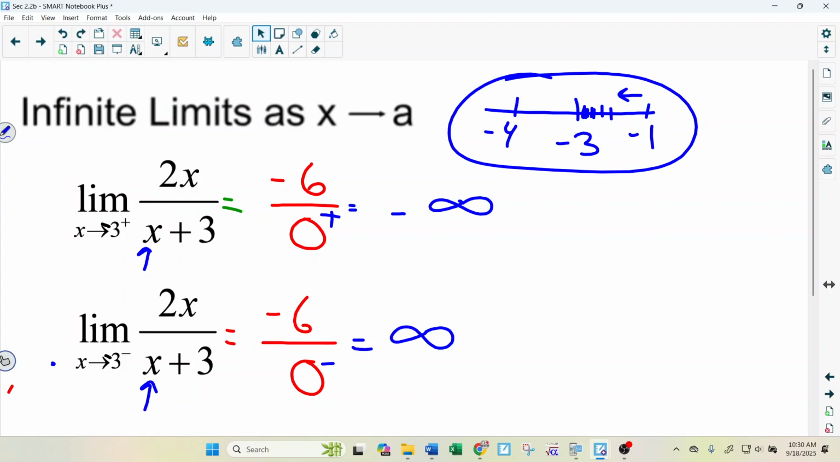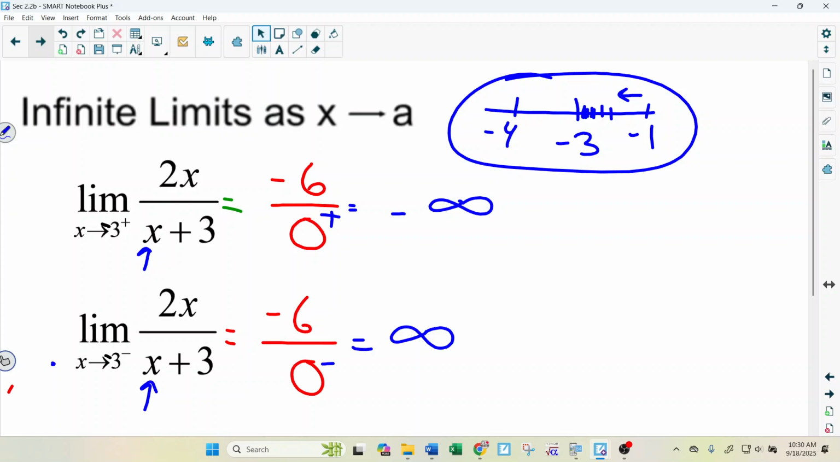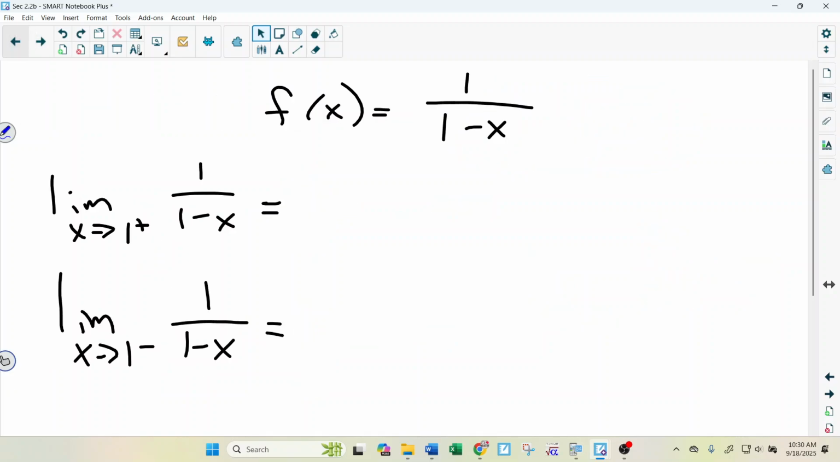All right. Flip it over in the back. Does that limit exist? No, because the right and the left are different. All right. Try a few more. Try that one. The function is 1 over x minus 1. Try to find the limit as x approaches 1 from the left and the right. I'll give you a second to try that.